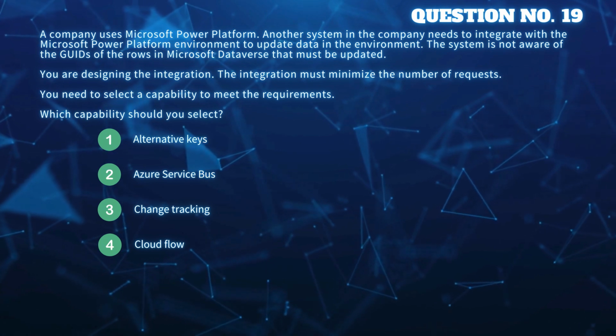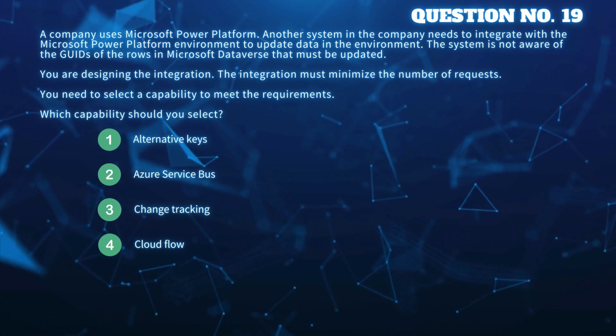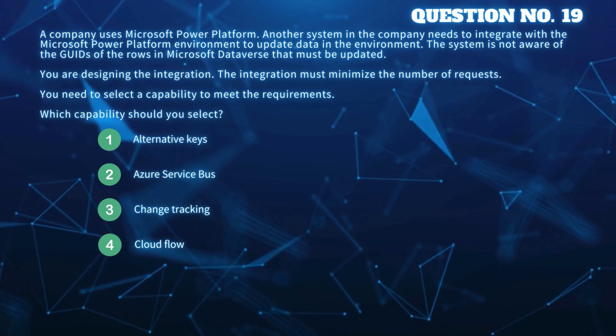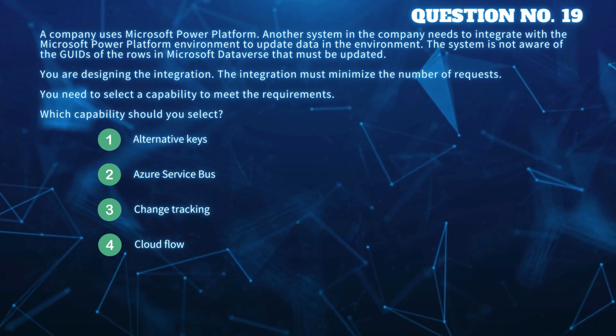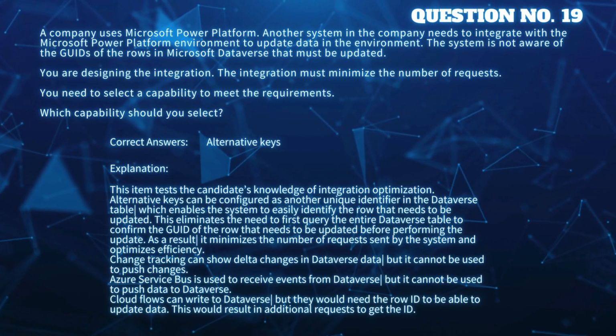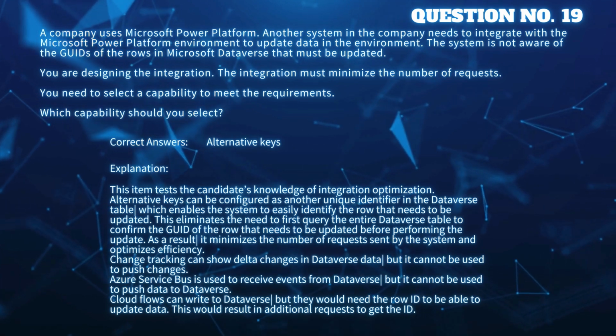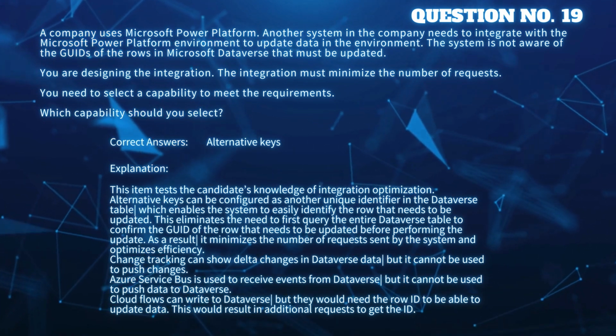Option 1, Alternative Keys. Option 2, Azure Service Bus. Option 3, Change Tracking. Option 4, Cloud Flow. Correct answer: Alternative Keys. Explanation: this item tests the candidate's knowledge of integration optimization.